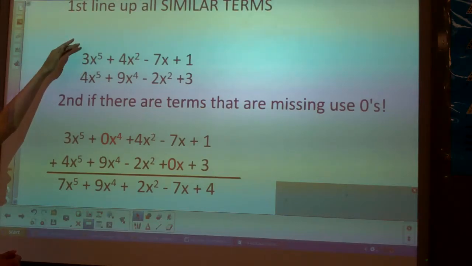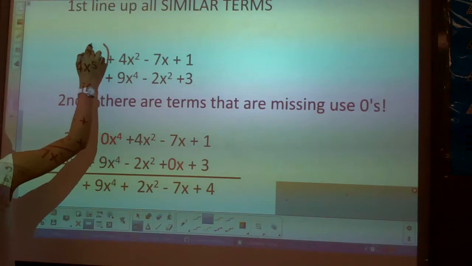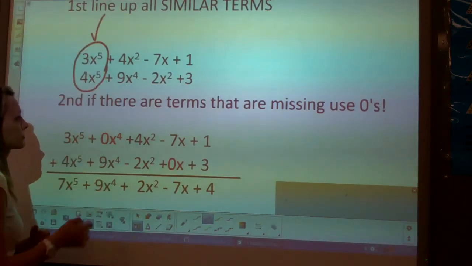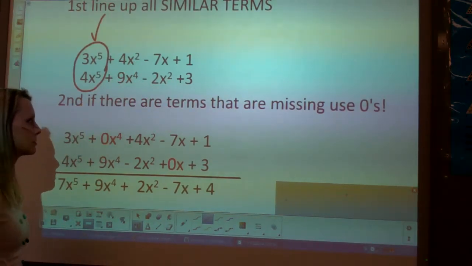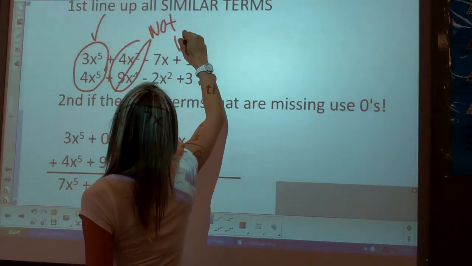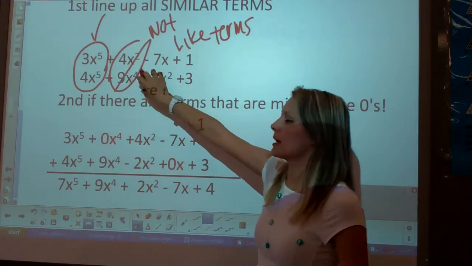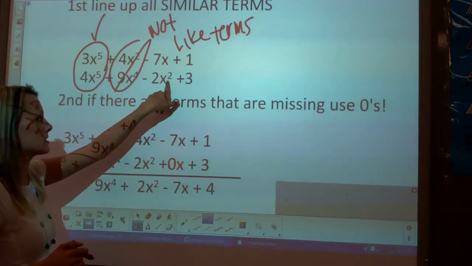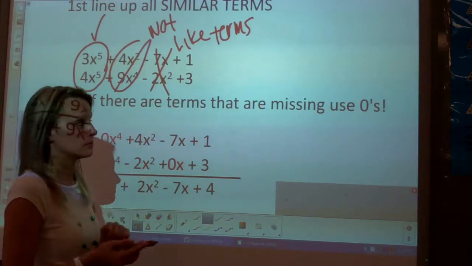Now let's think about this. When we go to add our like terms, can we add x to the fifths together? Yes. Can we add an x squared with an x to the fourth? No. These are not like terms. So you cannot add x squared and x to the fourth. You cannot add 7x and x squared. You can add a 1 plus a 3 though.